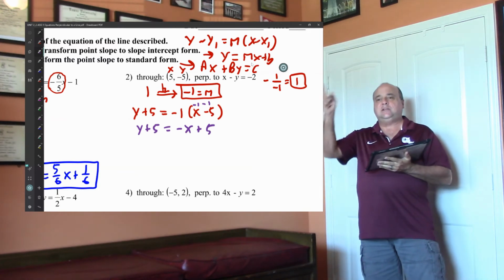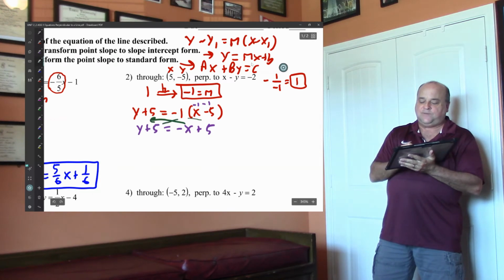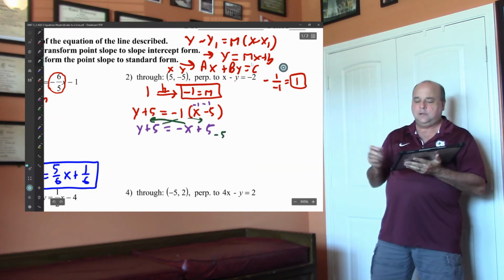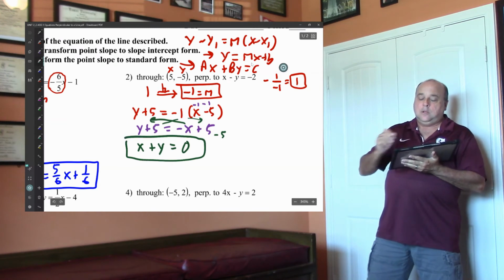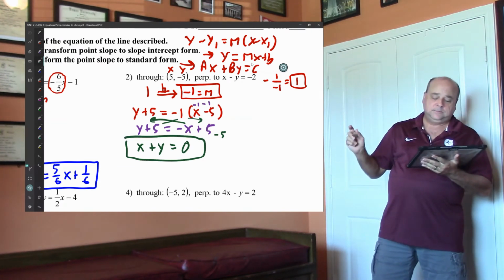Now then, the x has got to go to the left, and this 5's got to go over here, doesn't it? So the opposite of positive 5 is negative 5. I'm going to get x plus y equals 5 minus 5 is 0. Piece of cake.